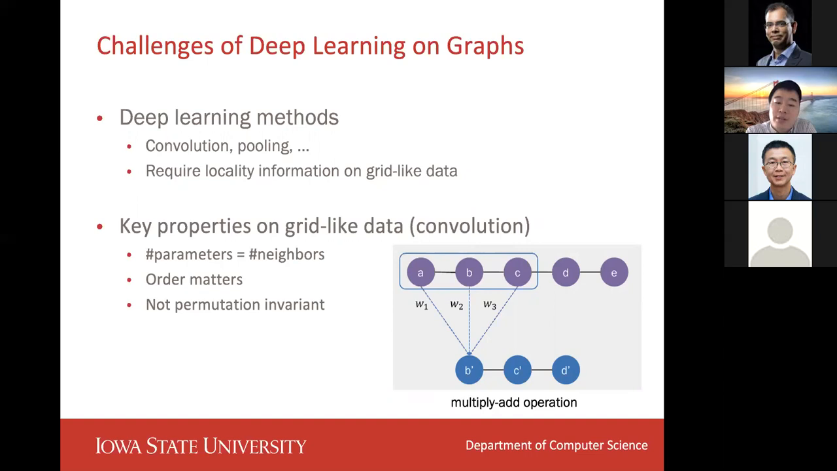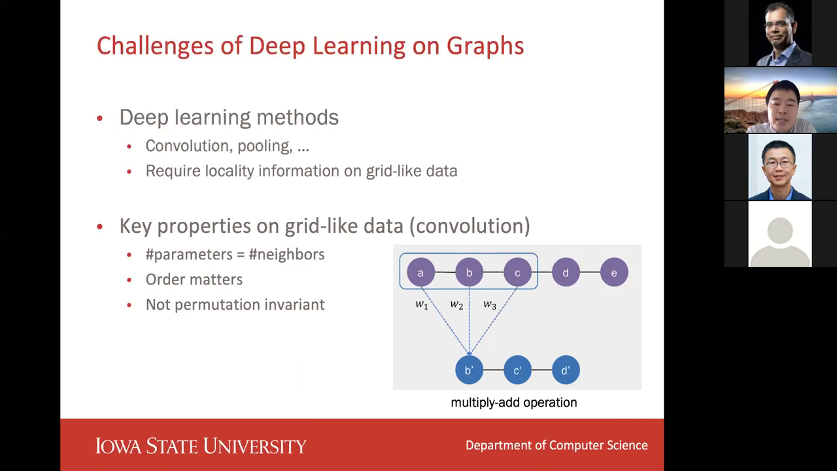Here I want to mention three properties. First, the number of trainable parameters equals the number of neighbors. The filter size here determines the number of neighbors to get the information from. Since on grid-like data each element can have a fixed number of neighbors, we can train a fixed number of trainable parameters in this operation. And second, input order matters.